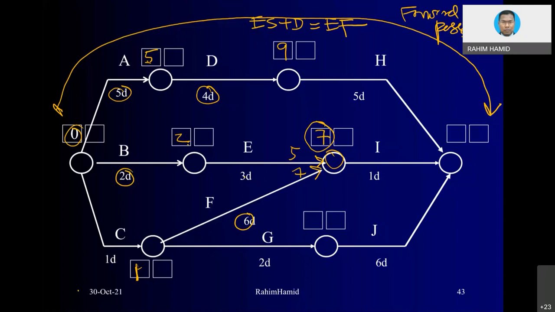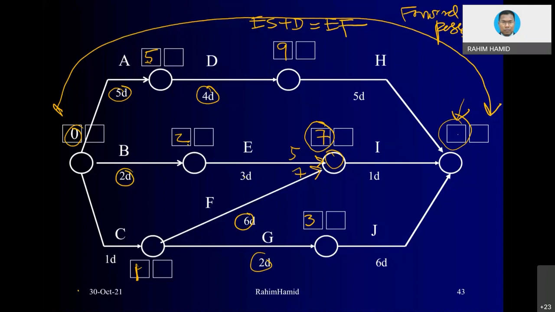Okay, next will be G. G is straightforward because it's just one line there. One plus two equivalent to three. And then you notice our ultimate motive is to get this number. This box represents what we call project duration. That is what we want. But there are three arrows going into this box, so we need to evaluate.